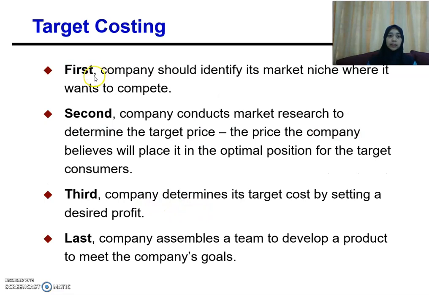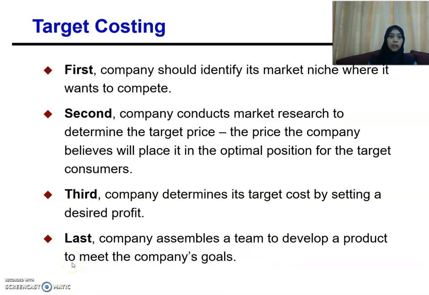So for target costing, first, the company should identify its market niche where it wants to compete. So you identify the niche area that you want to compete in, and then you conduct market research. When you conduct market research, you want to know how much others have set the price. So the price the company believes will place it in the optimal position for the target consumer. And then you determine the target cost by setting a desired profit. Last, you assemble a team to develop a product to meet the company's goal.